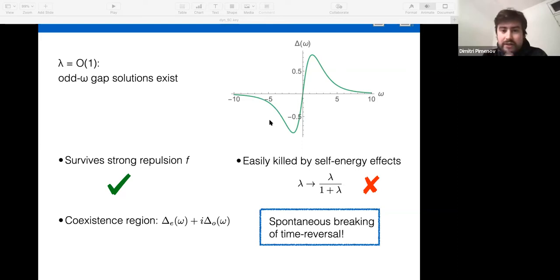And one thing I also want to flash, just as an outlook, something we are writing right now, is that I only talked about these even frequency solutions, where the gap function was even on the Matsubara axis. There can also exist odd frequency solutions like this, where there's only one node here, for instance. But these odd frequency solutions typically require a coupling strength of order 1. On the one hand, they don't really depend on this repulsion; the repulsion drops out from their gap equation. But on the other hand, they're easily killed by the self-energy effects if you include self-energy, because self-energy normalizes the coupling like this, and then you cannot get lambda equal to order 1 so easily. But if you find a regime where this odd frequency solution actually exists, and it even coexists with the even frequency solution, then you can get a spontaneous breaking of time reversal with the order parameter like this.